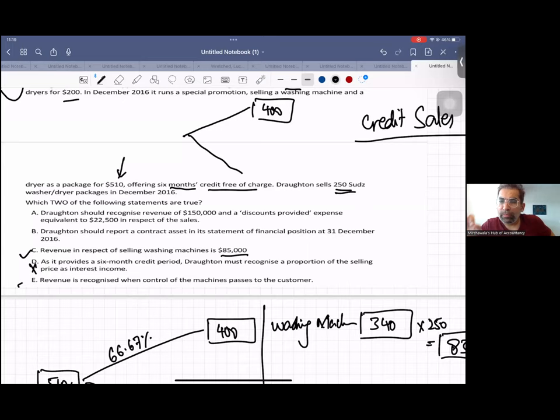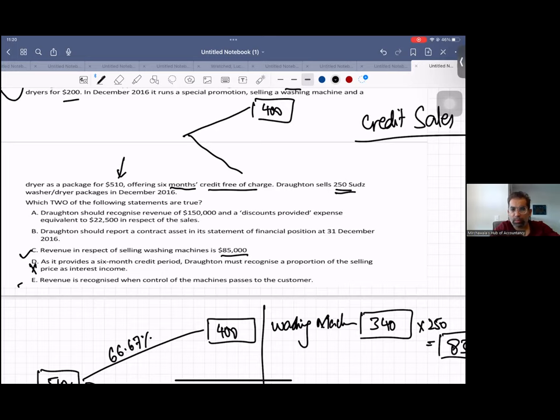No. Why? There is a word, significant financing component. What is a significant financing component? You are providing goods now and you are receiving cash after a few years. That means there is a significant gap between the date when you provide the goods and the date when you receive the cash. But it should be significant, at least 1 year. For discounting, there should be at least a 1 year gap. And in this question, the gap is only 6 months. So this one, D, is again inappropriate.